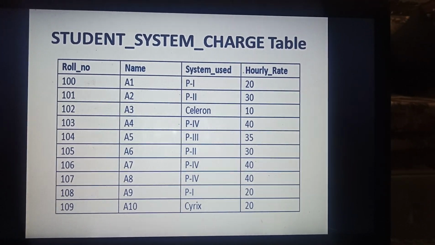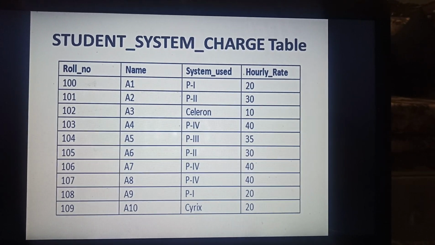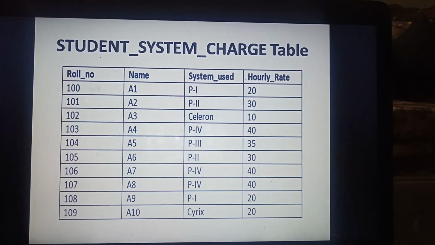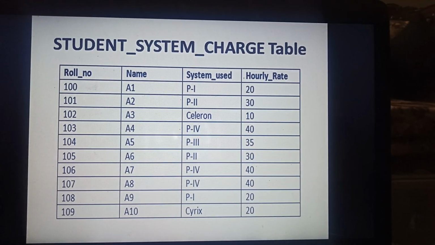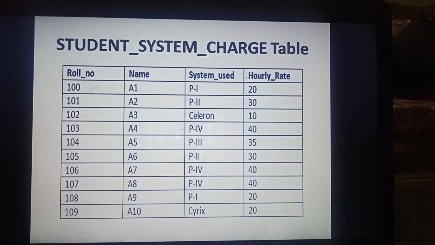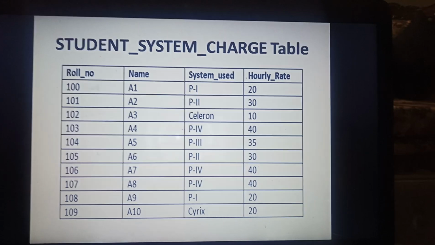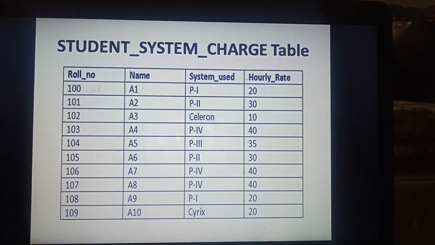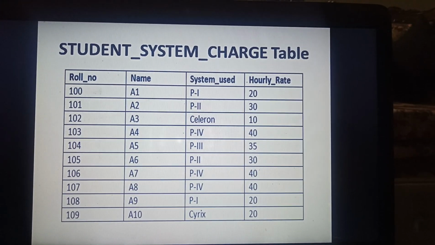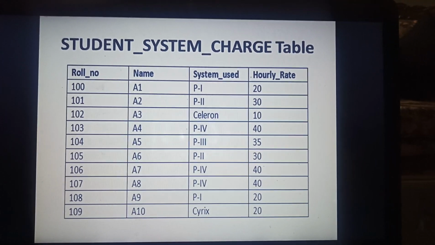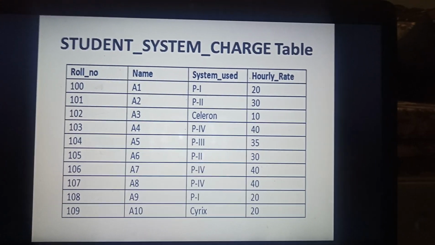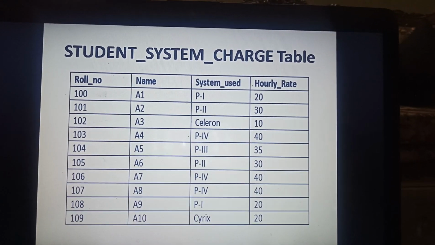In this table you can see the primary key is roll number, and the non-key attributes name, system used, hourly rate are fully functionally dependent on the primary key. It means we can determine all the other three attributes through roll number very easily. So now this is in second normal form. We have converted the table into second normal form.